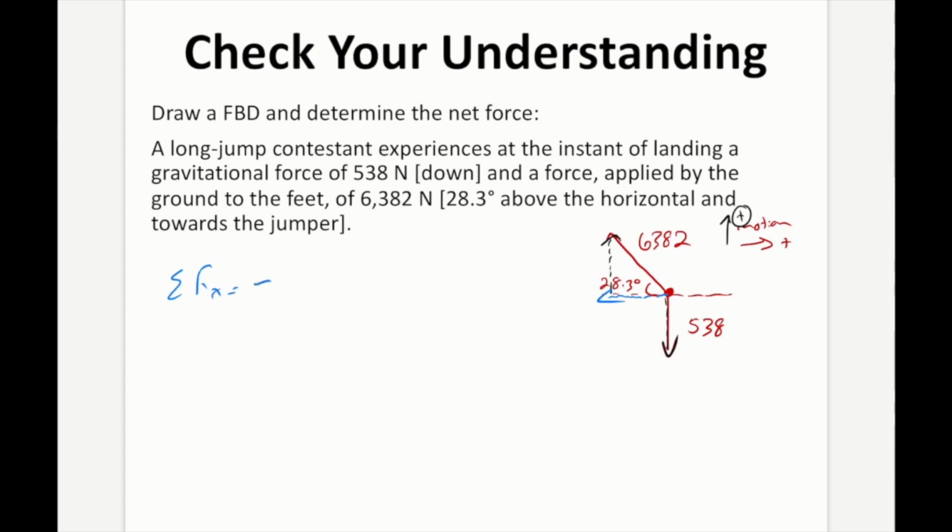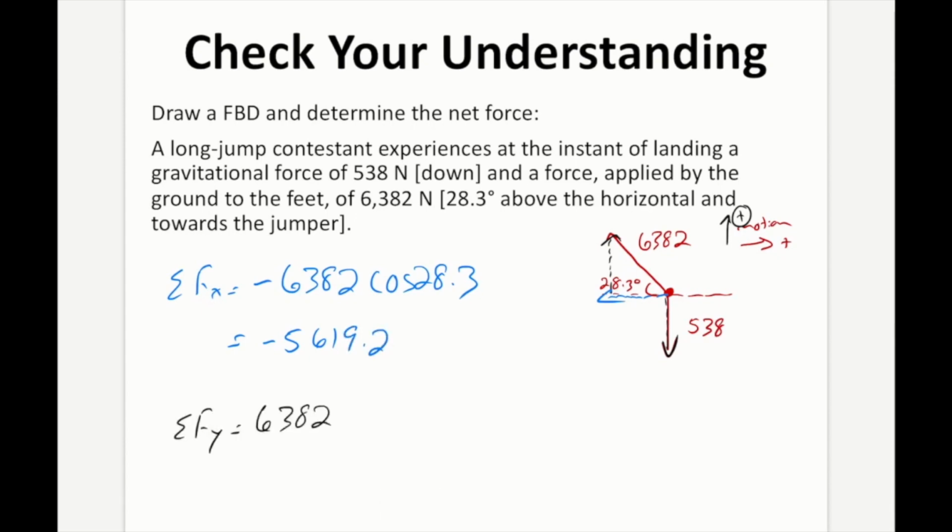We're going to have minus 6,382 cos 28.3. And that equals negative 5,619.2. And then our y is going to be positive 6,382 sine 28.3 minus 538. And that equals 2,487.6 newtons. So now we're going to draw our triangle.